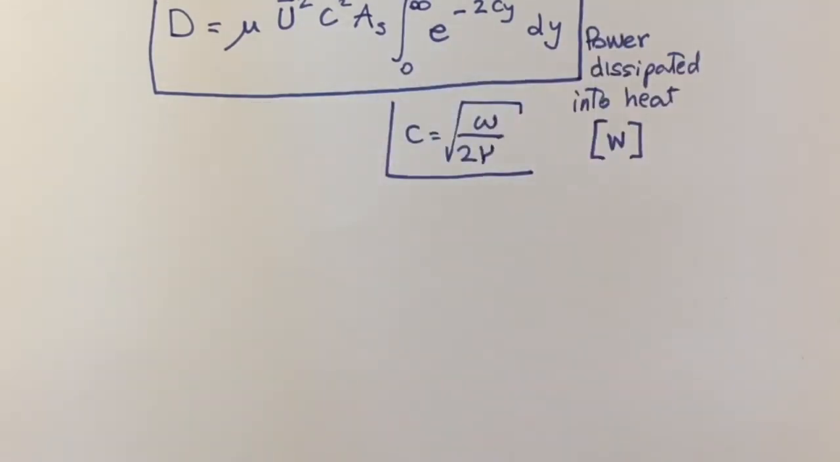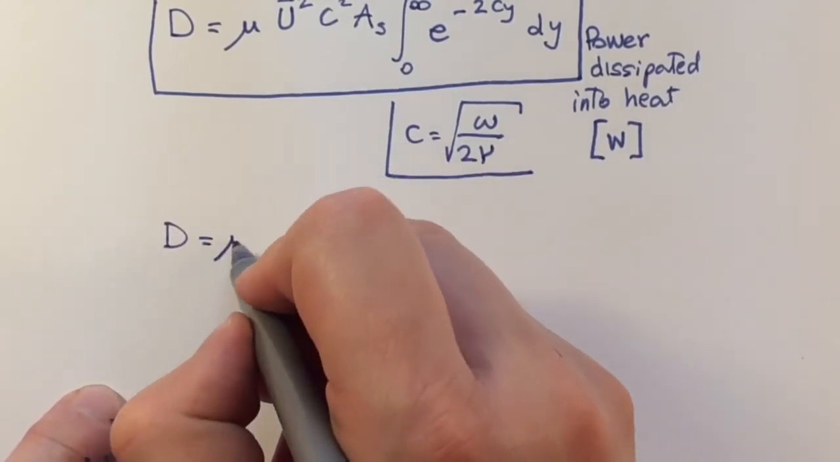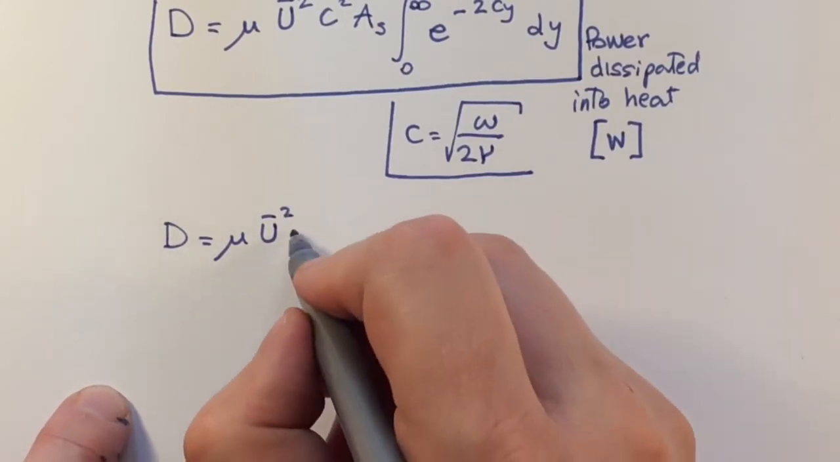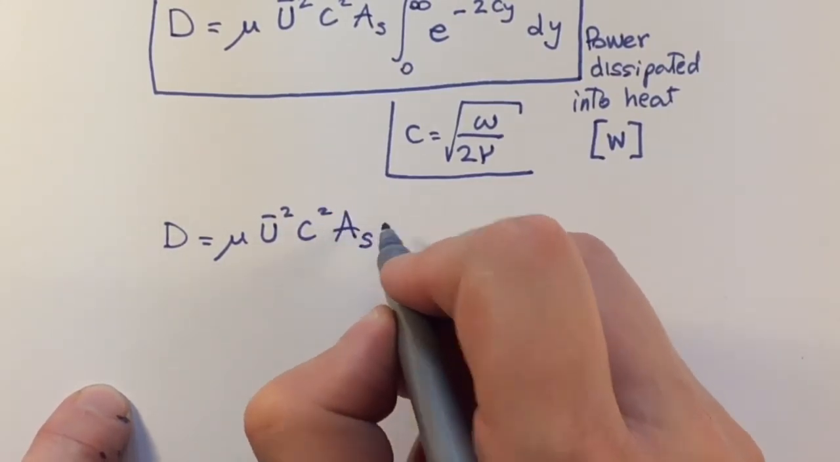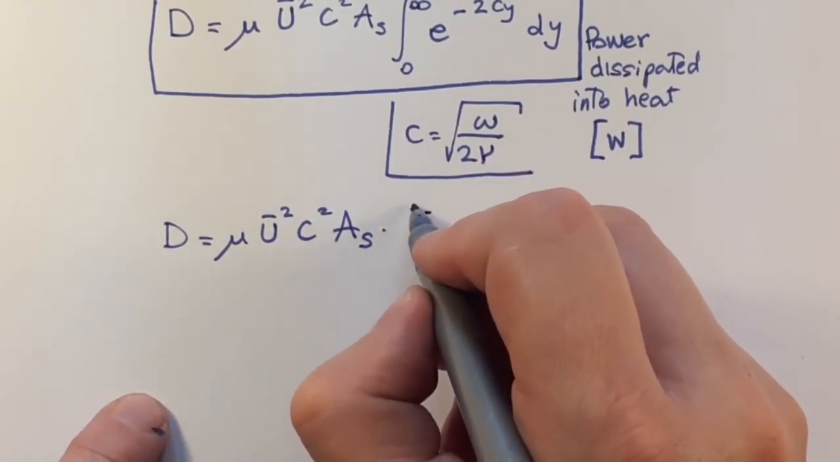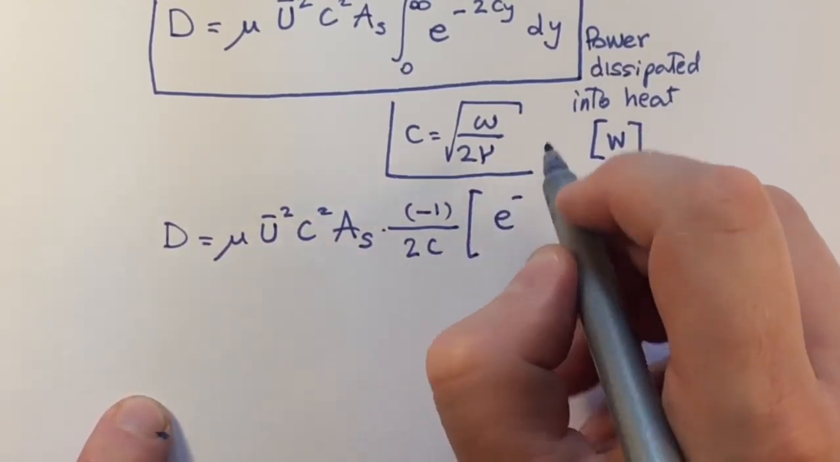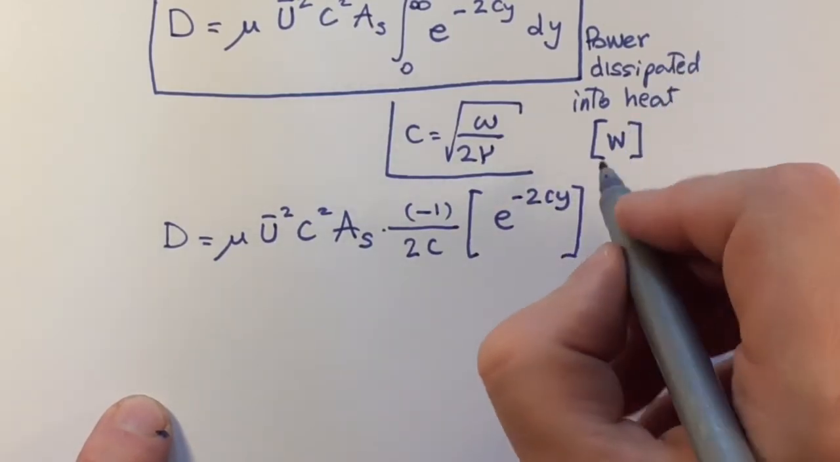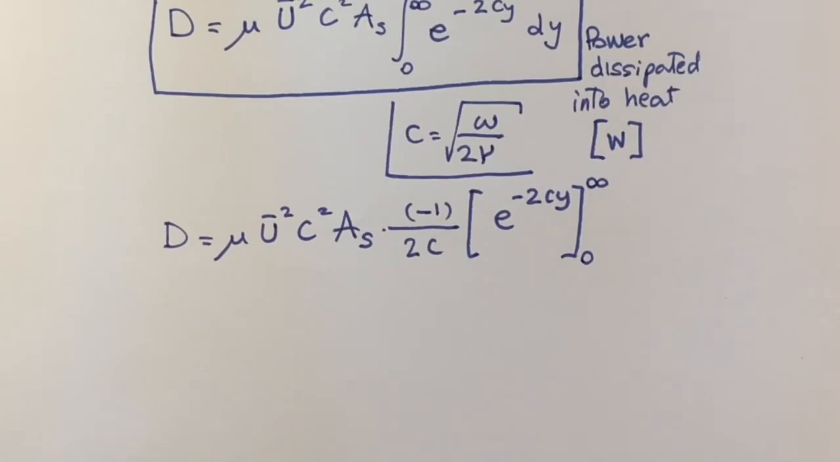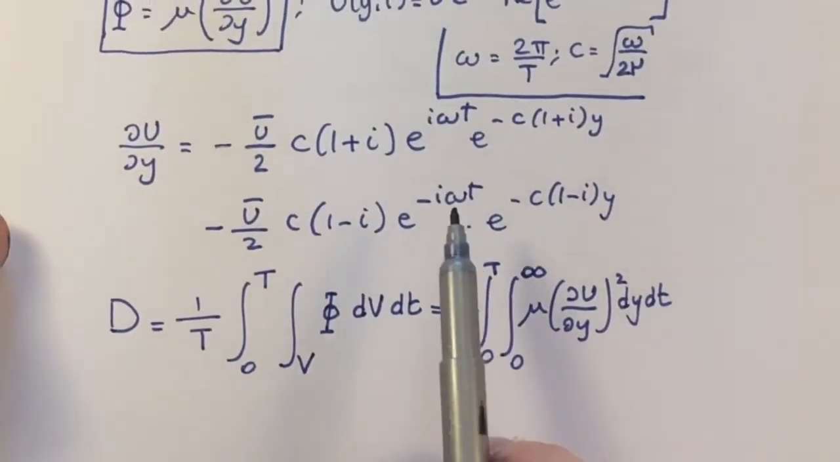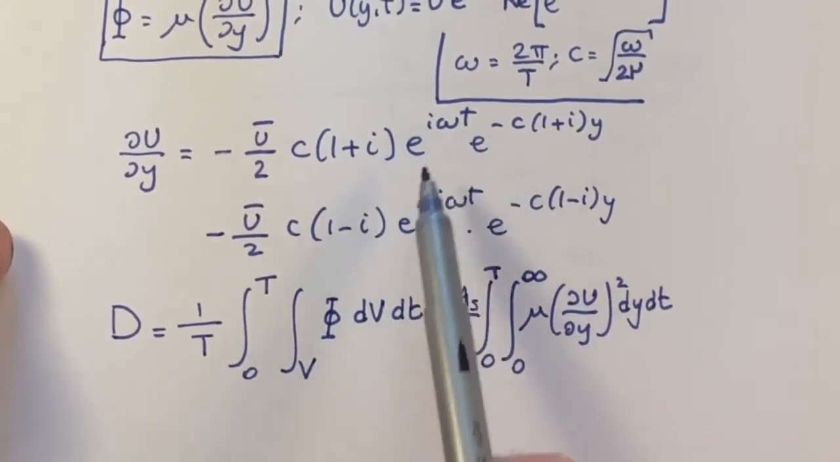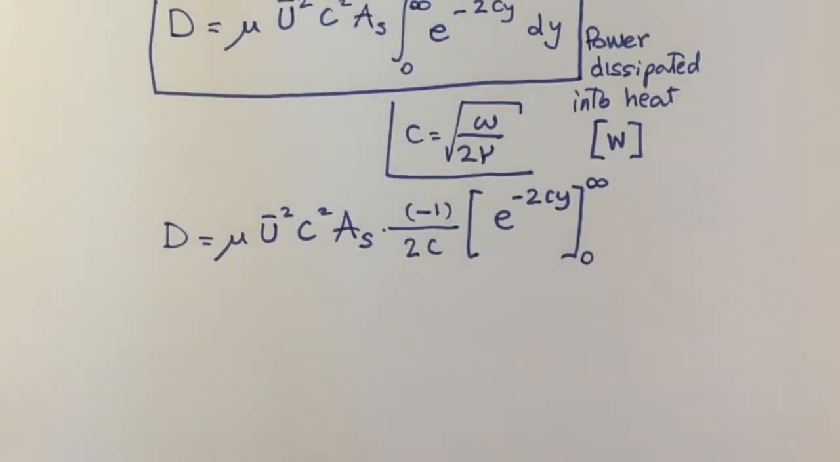And of course we can do this integral easily. We integrate and we get D equal to mu u bar squared c squared A_S, which is the surface area, times minus 1 divided by 2c times e to the minus 2cy, integrated from 0 to infinity. And you see that what's left of D is actually only the decaying exponential, and all the terms we found before that depended on time cancel out because we are integrating over time.